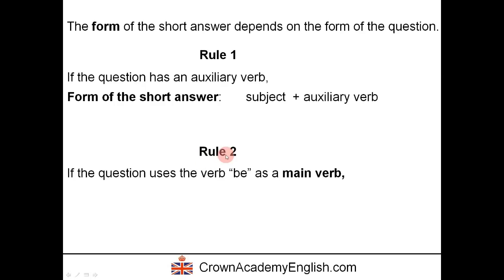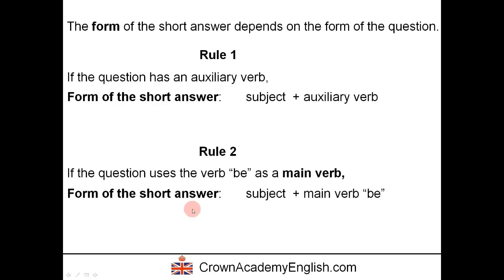And the second case, the second rule, if the question uses the verb be as a main verb, not an auxiliary verb. So if the verb be is in the question acting as a main verb, then the form of the short answer is subject followed by the verb to be as a main verb. Okay, and again, don't worry, I'm going to give you lots of examples in this video. So let's start with rule number 1, and I'm going to give you several examples.